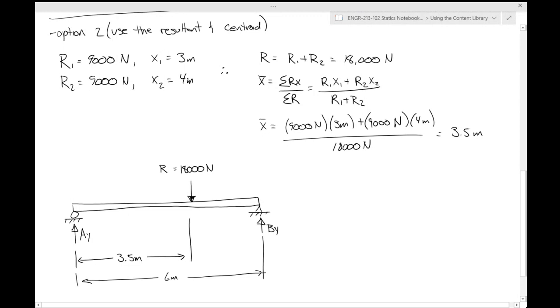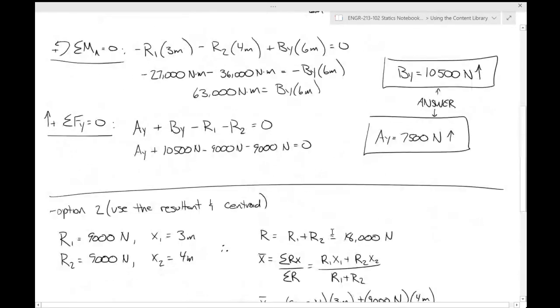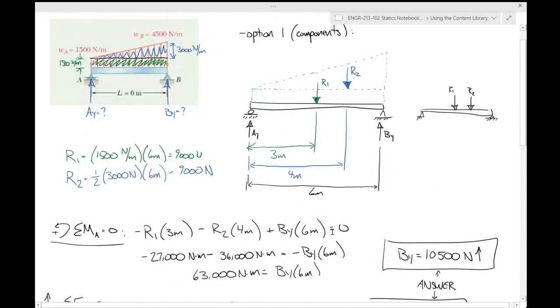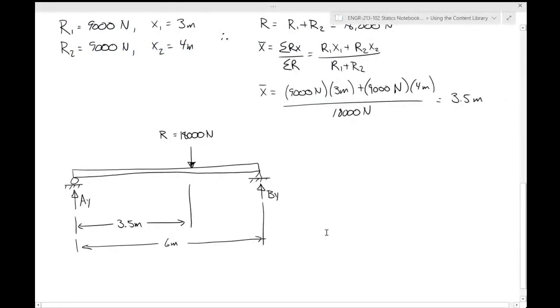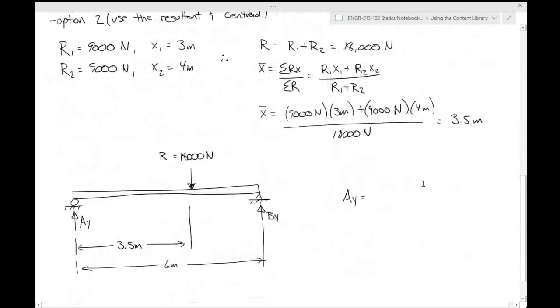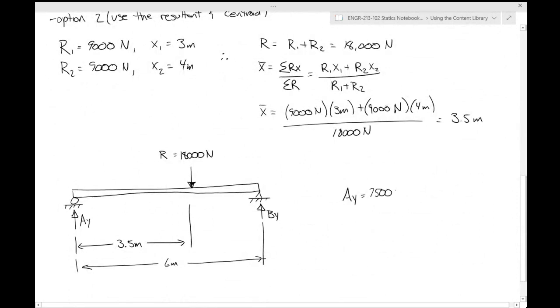See, the first method, I treated each shape individually and I had two different vectors. Here, I only have a single vector. And I propose when you do this problem, you will get AY is, sorry, I think it was 7,500. You will get 7,500 up, and BY is 10,500 newtons up. You'll get the same answer.